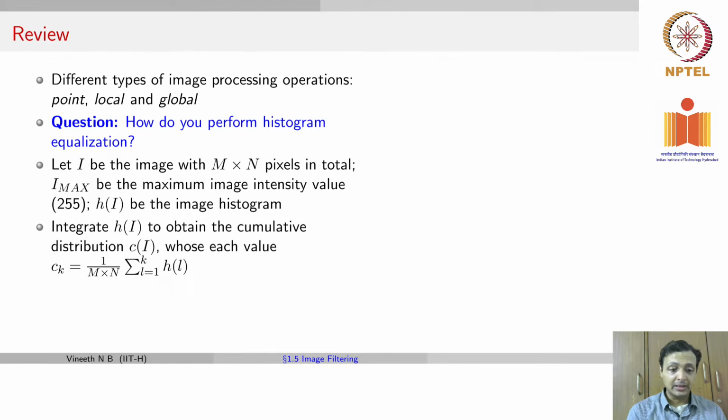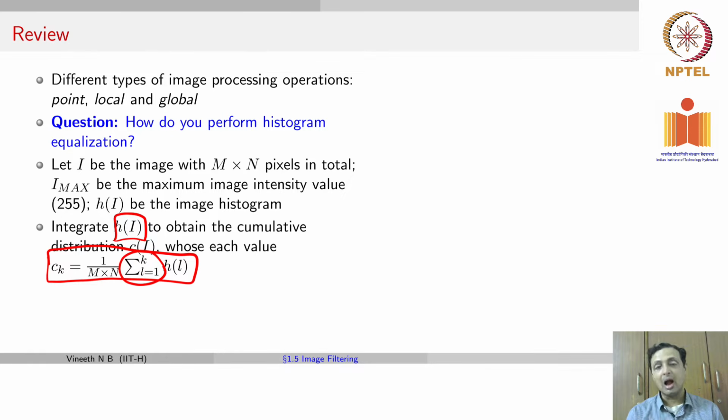So now you can integrate h of I to obtain a cumulative distribution C of I for your image. We'll see an example of this in a moment. And the cumulative distribution C of k would simply be given by, if you go from 1 to k, where k is a particular intensity value, you count the number of pixels until that particular intensity value. Histogram would be about binning it individually, cumulative takes it as an accumulation, and then you normalize by the number of pixels.